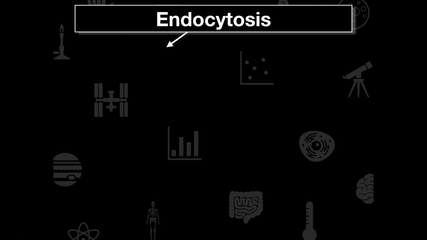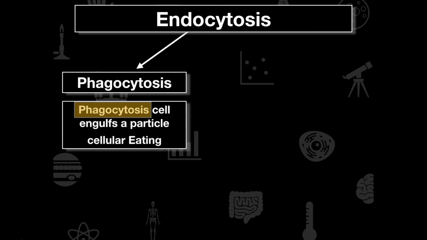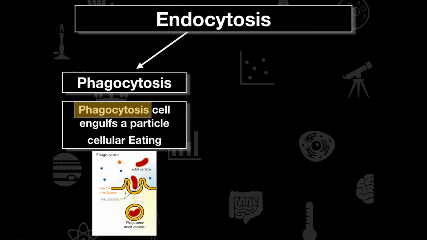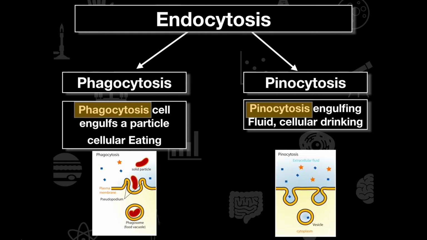Now, if we're thinking about endocytosis a little more specifically, we have two different types. We have phagocytosis, which is when the cell engulfs a particle, which we generally refer to as cellular eating. So the cell is engulfing a large solid particle that's being contained in a vesicle. The next type is pinocytosis, which is when the cell engulfs large amounts of fluid. So we refer to this as cellular drinking. In pinocytosis, we're capturing fluid and putting it in the vesicle, whereas in phagocytosis, we're consuming a large particle and containing it in a vesicle.